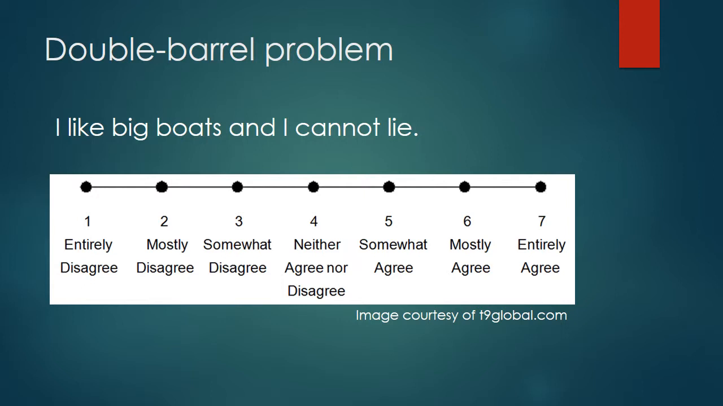In constructing Likert response items, you want to make sure that you're measuring one thing and one thing only. So in this statement, "I like big boats and I cannot lie." While that might be true, it is actually 2 statements. And so a respondent could be referring to the part about liking big boats or the fact that they cannot lie. And so you really need to break these into separate responses.